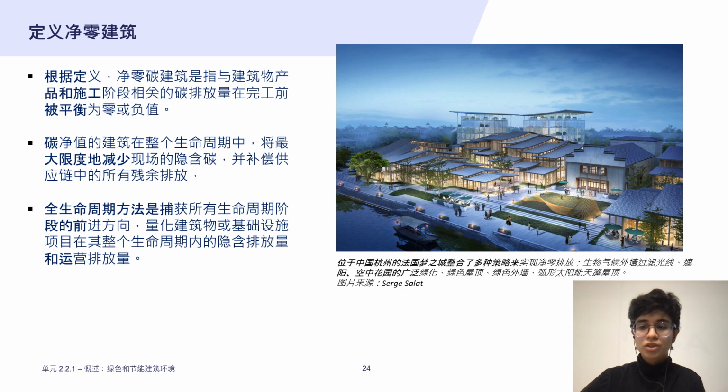to carbon reduction. A net zero whole life carbon building will then minimize on-site embodied carbon and compensate for all the residual emissions in the supply chain, in addition to the measures targeted by a net zero carbon building. A whole life cycle approach is the way forward which captures all life cycle stages, quantifying the embodied and operational emissions of a building or infrastructure project over its entire lifetime.